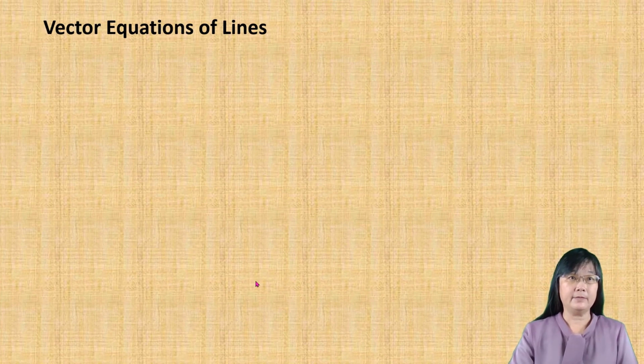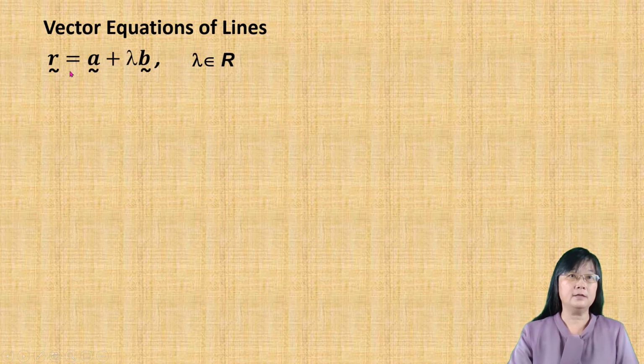In this video, I'm going to talk about vector equations of lines. Generally, the vector equation of a straight line is r equals a plus lambda b. If we want to write the vector equation, we must have a and b. A is the position vector of a point where the straight line passes through. B is the direction vector which is parallel to the straight line.